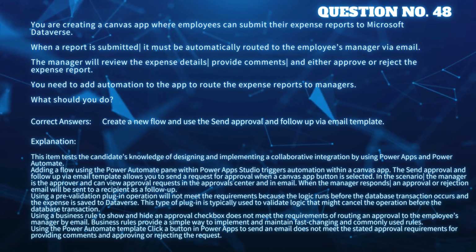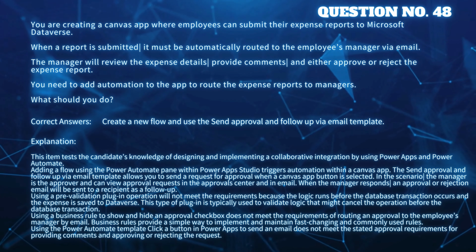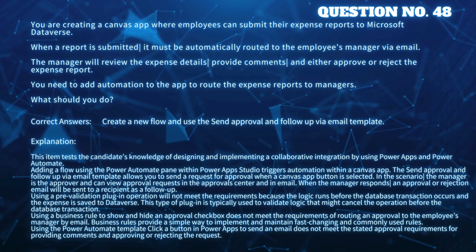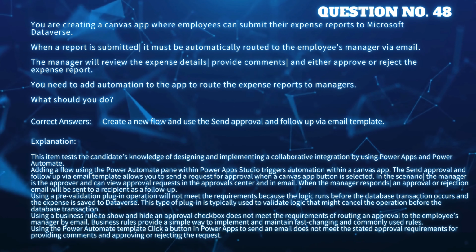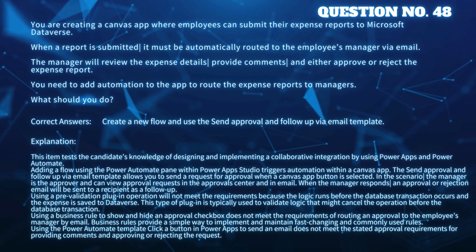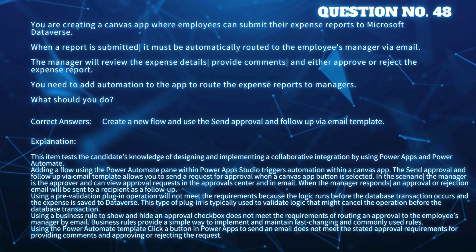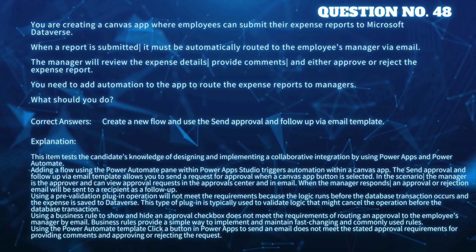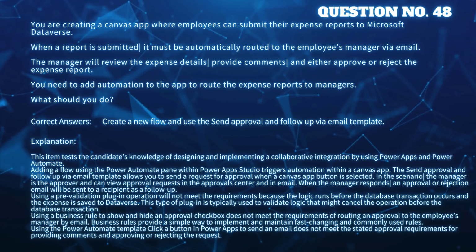Explanation: this item tests the candidate's knowledge of designing and implementing a collaborative integration by using Power Apps and Power Automate. Adding a flow using the Power Automate pane within Power Apps Studio triggers automation within a Canvas app. The send approval and follow-up via email template allows you to send a request for approval when a Canvas app button is selected. In this scenario, the manager is the approver and can view approval requests in the Approvals Center and in email.